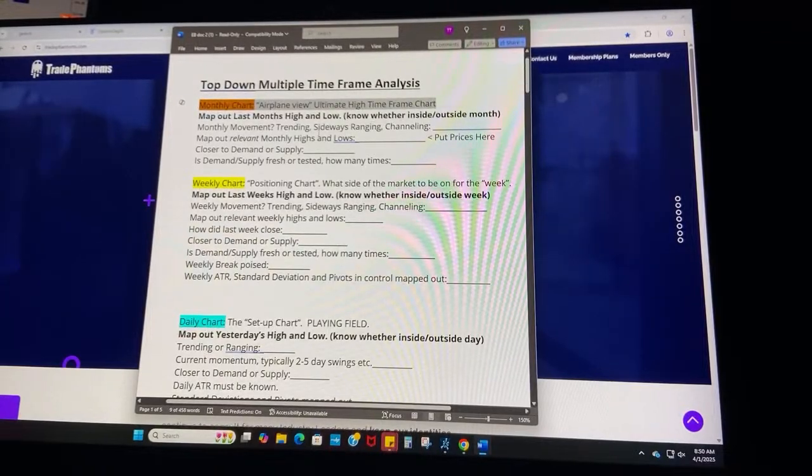For example, on the indexes, we had a down March, right? Markets pulled back. So you map those out, last month's high, last month's low. I do color code things so you know what time frames they are designated on. Orange is monthly, yellow is weekly, daily is kind of blue. So anything that you see in those specific colors has to do with those corresponding time frames.